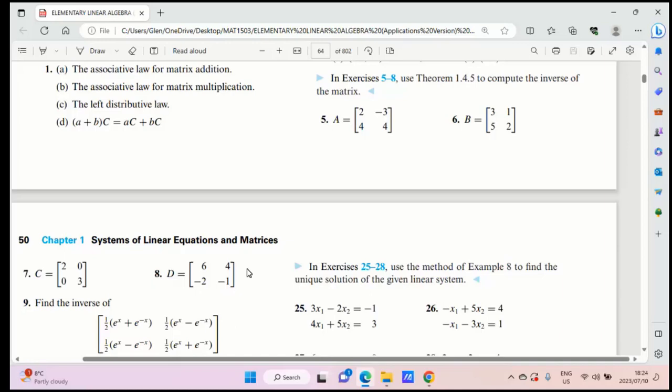The first column I got minus 1/2 and 1. Hang on, first column? You are saying in the first column you have got minus half and 1. Yes, in the first column. All right.